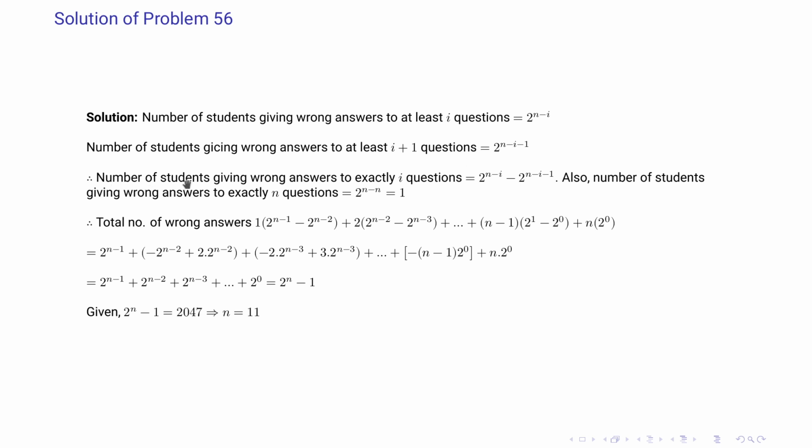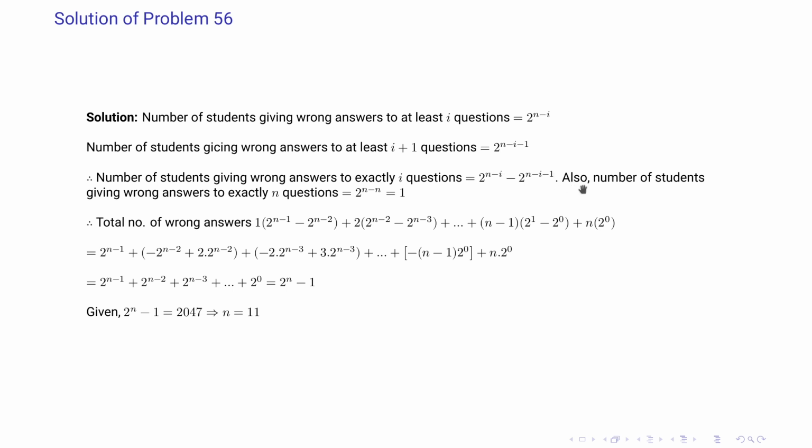So the number of students giving wrong answer to exactly i questions. The number of students who gave a wrong answer to at least i plus 1 questions is this, and at least i questions is this. If we subtract this from this, we will get exactly i questions having wrong answers. So we get 2 to the power n minus i minus 2 to the power n minus i minus 1 as that number, that is, these many students have given wrong answer to exactly i questions.